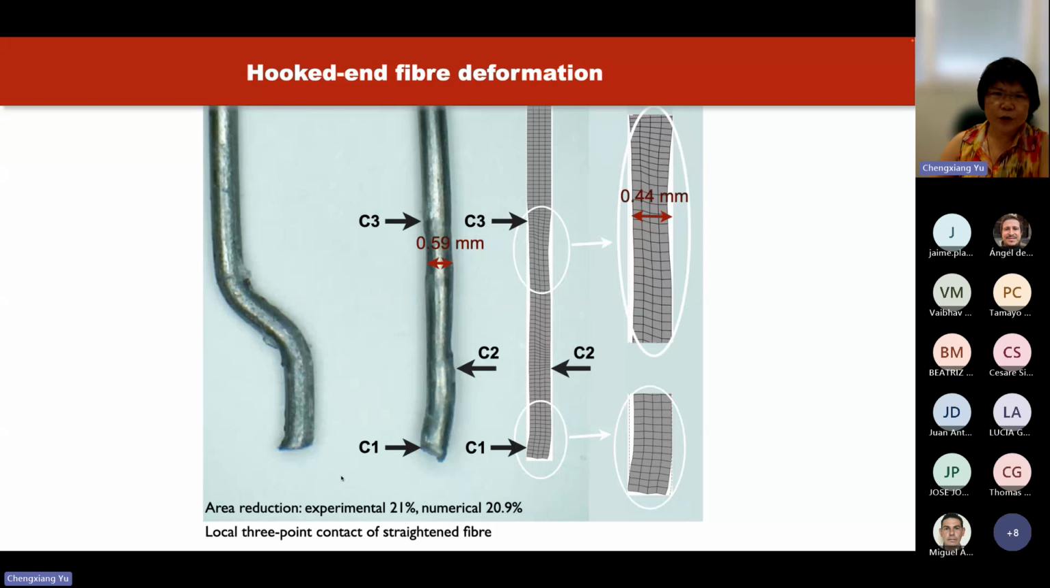So this is a comparison with the experimental work, of the deformed profile of the hooked end fiber. Let's see, we capture quite well the area reduction of 21%. Also the local 3-point contact of straightened fibers.